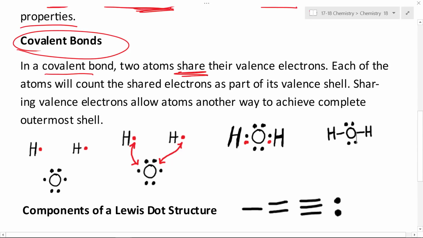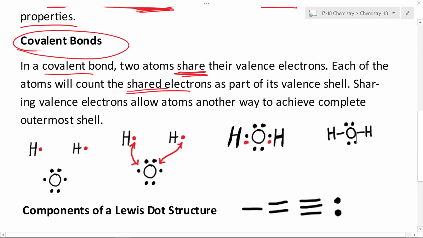Because they are sharing their valence electrons, each of the atoms will count the shared electrons as part of its valence shell. We will talk about that later. So in this case, sharing valence electrons is another way that atoms can react with each other to have a complete outermost shell. That is a complete valence shell, which is equal to 8 valence electrons.